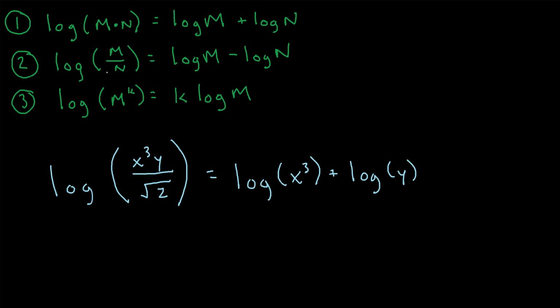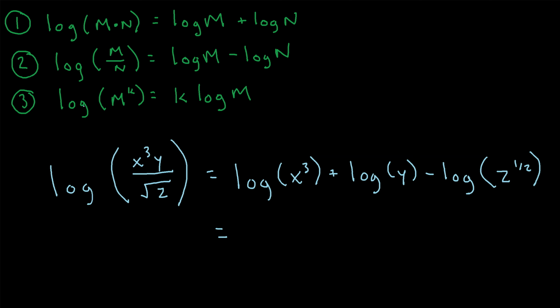And remember, when we have something in the denominator, so m divided by n, we can rewrite that as log of m minus the log of n. So we can write minus the log of the square root of z. And the square root of z, remember, a square root sign is just equal to the 1/2 power. So we can write that as z to the 1/2. That's equivalent to the square root of z. Okay, so let's see if we can expand this a little more.